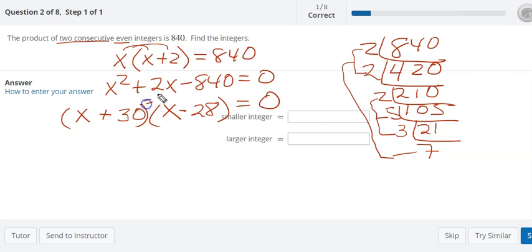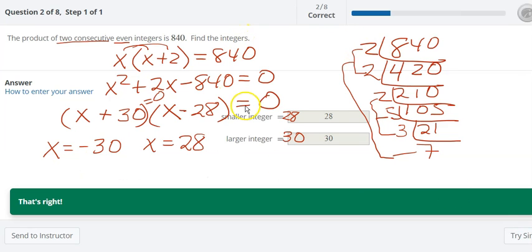So when you solve these equations, this is going to be x equals a negative 30, and this will be x equals a positive 28. So I would put a 28 there and a 30 there. Now, theoretically, you could put a negative 30 and a negative 28, but I think these are the ones they're looking for. Let's do that and see what we get. And they're saying that we're correct.